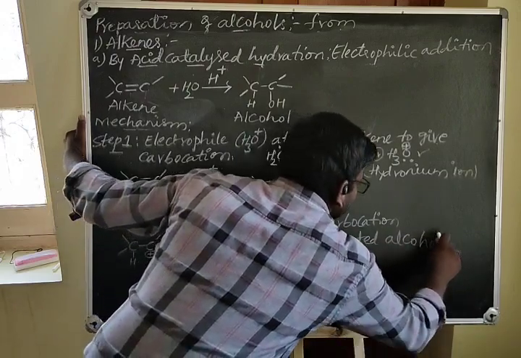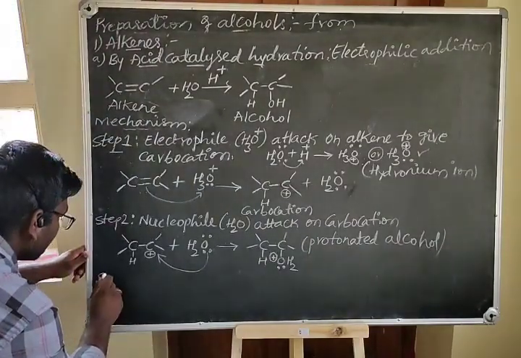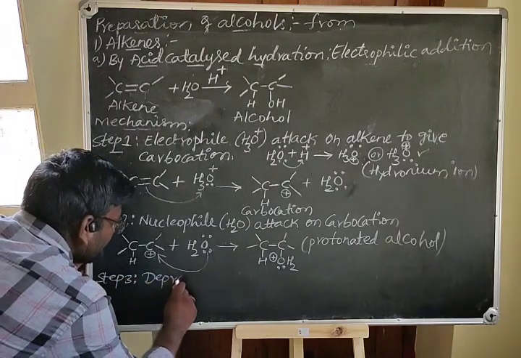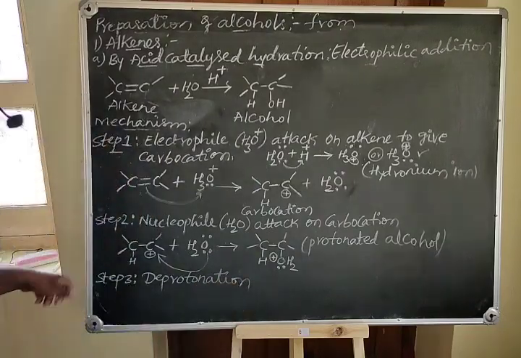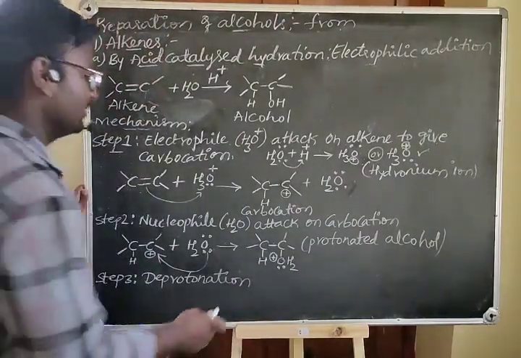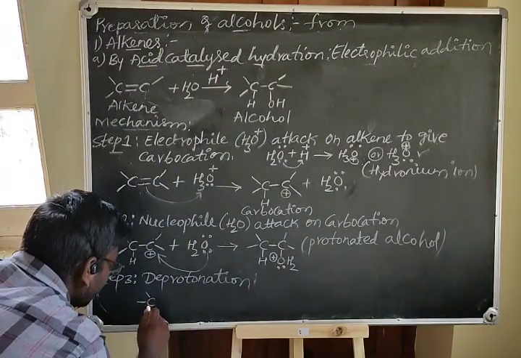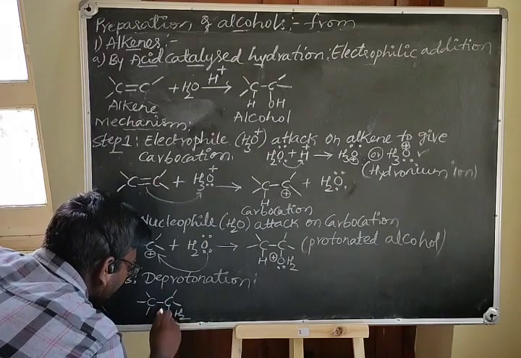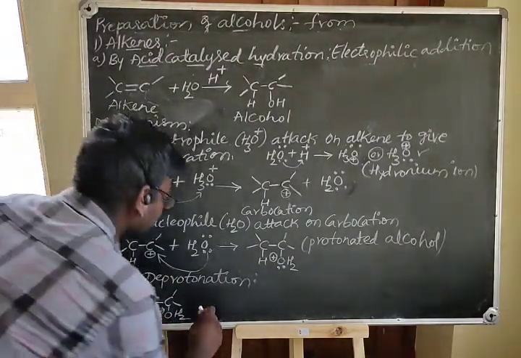Okay, now this is an unstable molecule, that is why it undergoes deprotonation. Step 3 is called deprotonation. Deprotonation is nothing but removal of a proton. Here proton means the H plus ion. Okay, and from this molecule, that is the protonated alcohol, one H plus ion comes out.